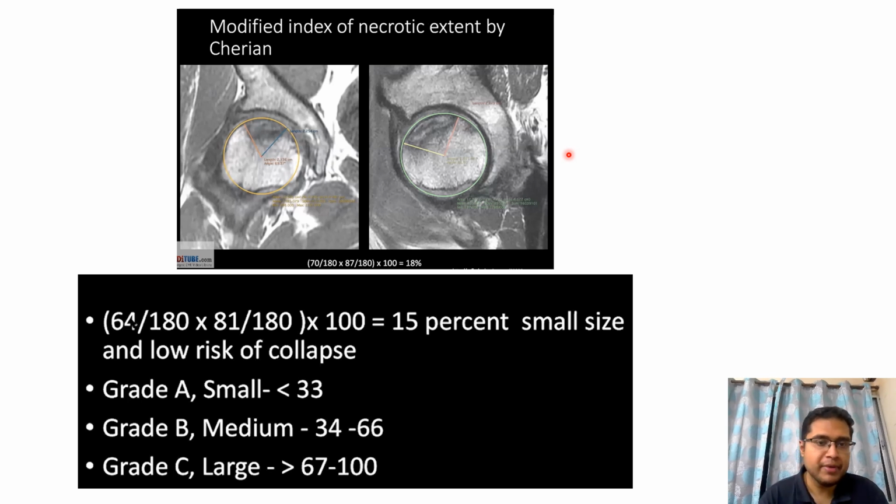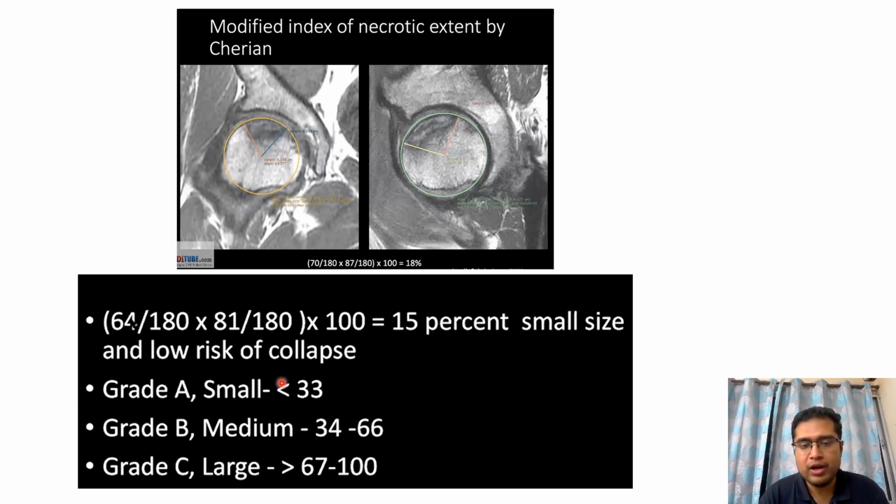where, rather than measuring this angle at the mid coronal and the mid sagittal plane, he measured it at the area of maximum necrosis. Secondly, he divided these angles by 180 and multiplied by 100 to get a percentage value. And accordingly, grades were given.